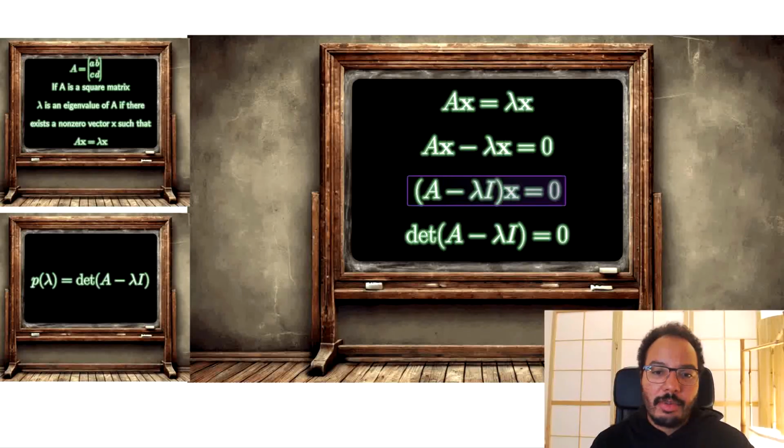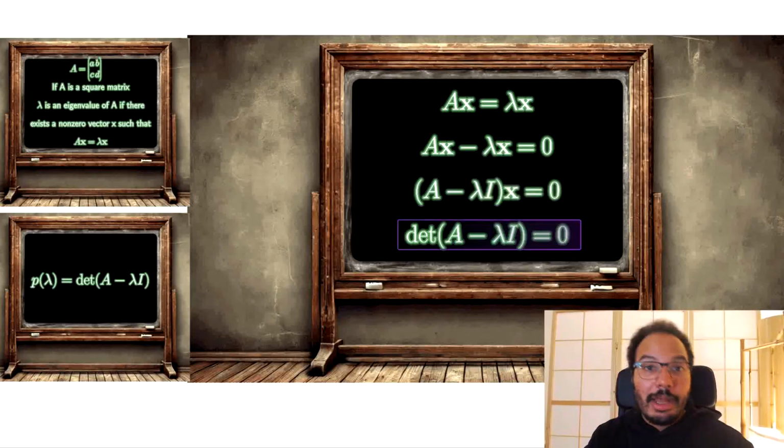Then we have this equation, (A minus lambda I) times x equals 0. Since we're only interested in non-zero vectors, we know that this matrix has to be singular. And we also know that singular matrices have a determinant of 0. So we can just take the determinant and set it to 0. What happened now is that we kicked x out of the equation and we only have lambda left. Great, so let's move on.